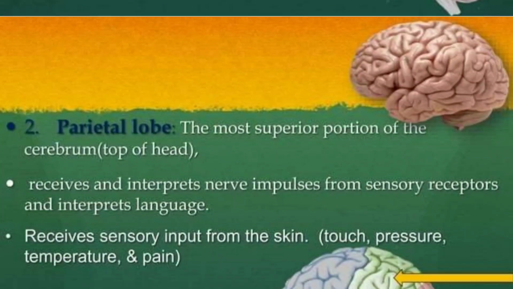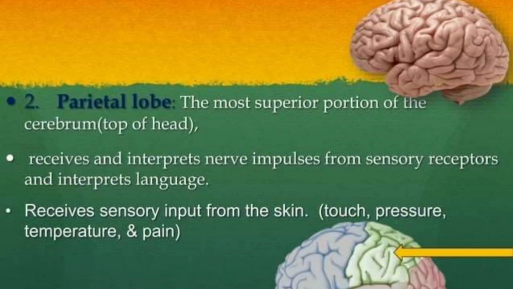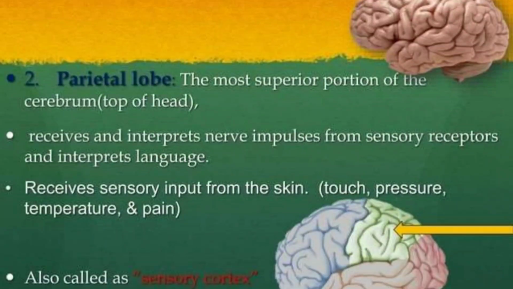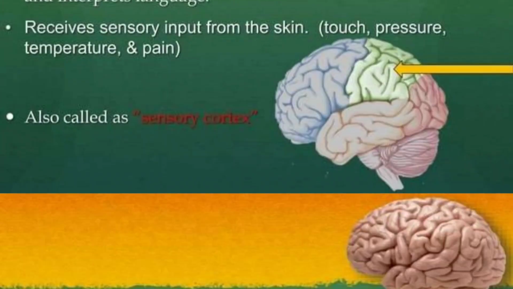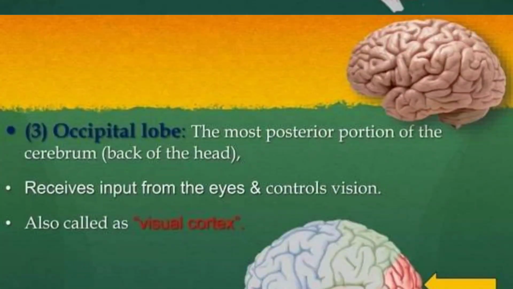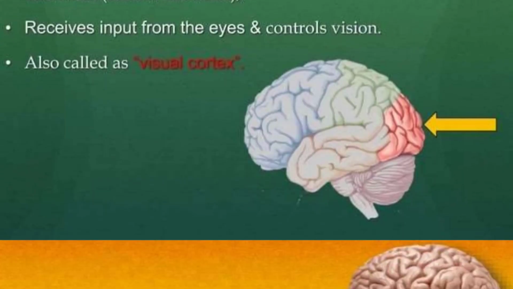Parietal lobe, the most superior portion of the cerebrum, top of the head, receives and interprets nerve impulses from sensory receptors and interprets language, receives sensory input from the skin: touch, pressure, temperature and pain. Parietal lobe is for touch, pressure, temperature and pain, also called the sensory cortex. Occipital lobe, the most posterior portion of the cerebrum, back of the head, receives input from the eyes and controls vision, also called the vision cortex.